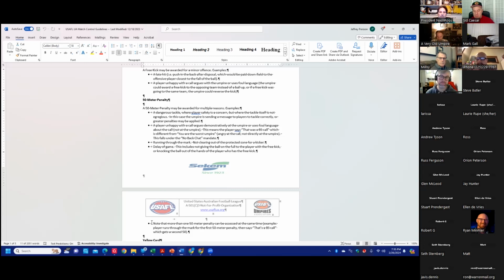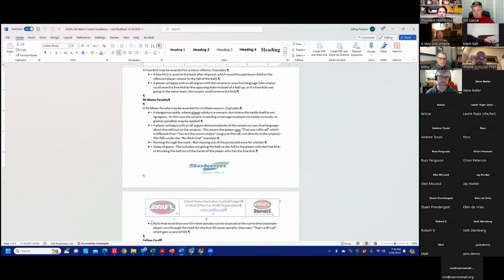Running through the mark is a 50-meter penalty. Now, our running through the mark is slightly different from the AFL because we don't have a stand rule in terms of the player standing on the mark. And we're going to be a little bit more lenient on the 2 meters as far as the distance, but you still want to be pretty darn close to that.